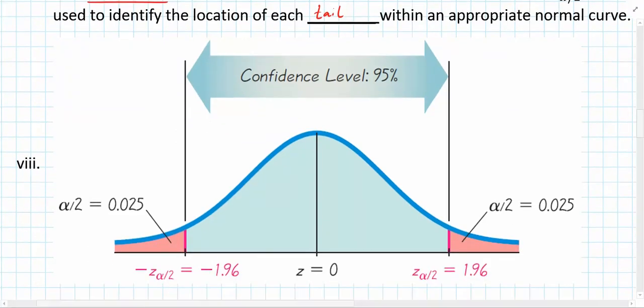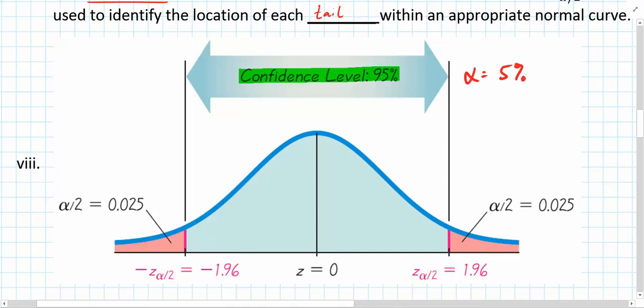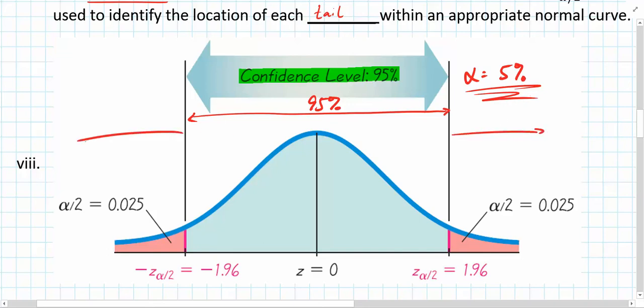And again, it's used to identify the location of each tail within an appropriate normal curve. So in this example here, if I have a confidence level of 95%, then that means that alpha was equal to 5%. So if we're 95% sure that a population's parameter falls between those two marks, then there's a 5% chance that it doesn't fall within those two marks, that it lands over here to the right or to the left. Now, the reason why we cut that 5%, that alpha, in half is because half of that 5% falls to the right of this tail, and half of that 5% falls to the left.